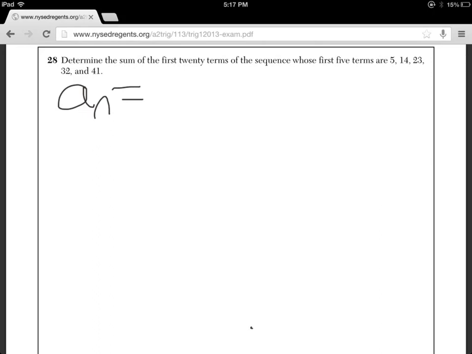number is. So in this case, you see that 5, for example, seems to be 9 times its number, which is 1, right, because it's the first number in the series, minus 4. And if we put it into algebraic form, it's 9n minus 4.